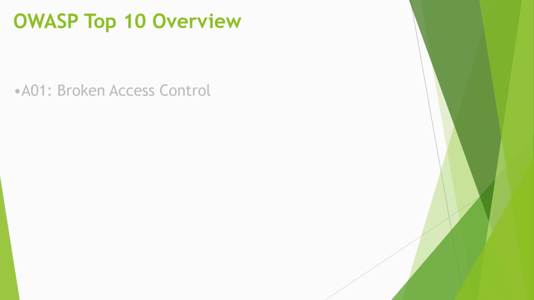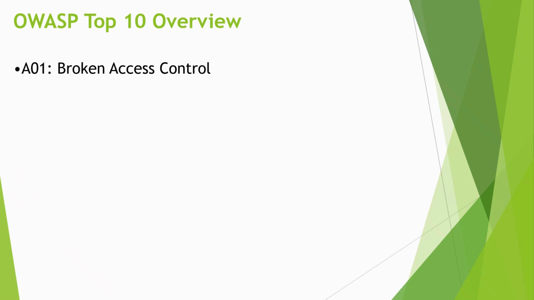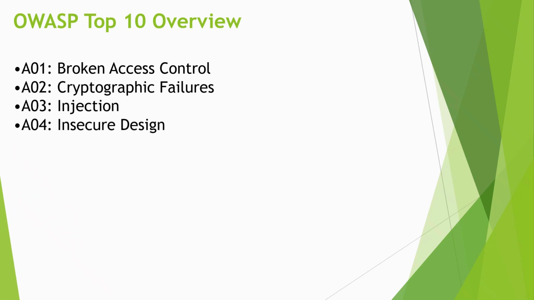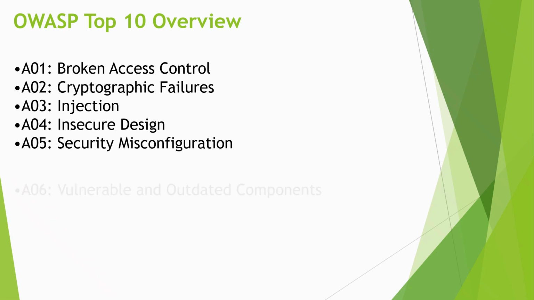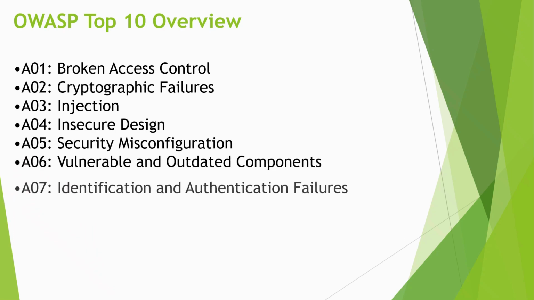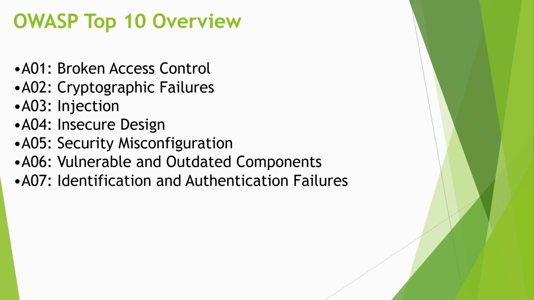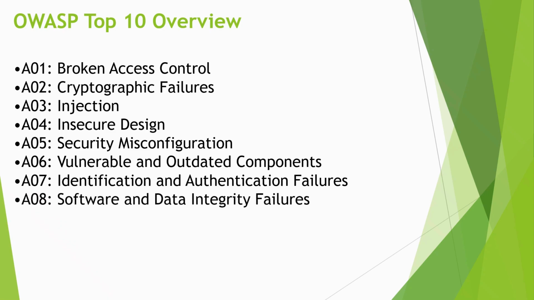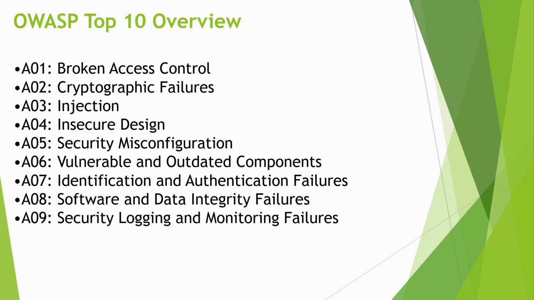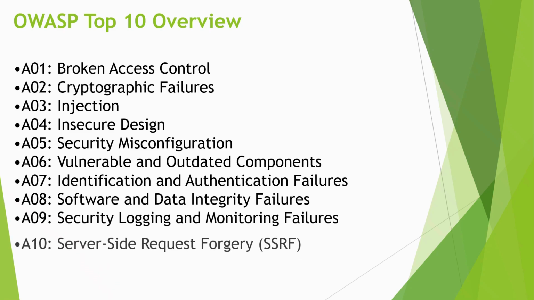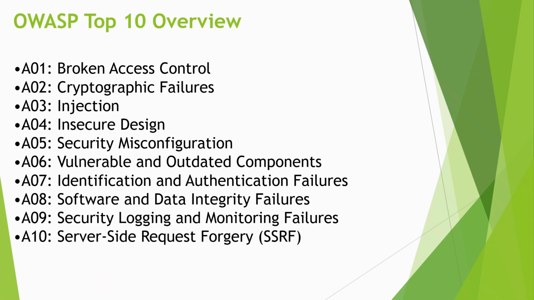OWASP Top 10 Overview. There are 10 categories of risks: broken access control, cryptographic failures, injection, insecure design, security misconfiguration, vulnerable and outdated components, identification and authentication failures, software and data integrity failures, security logging and monitoring failures, server-side request forgery, also known as SSRF. I'll explain a few of these in more detail.